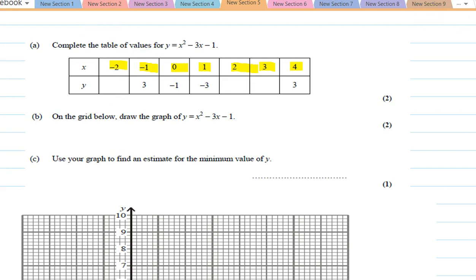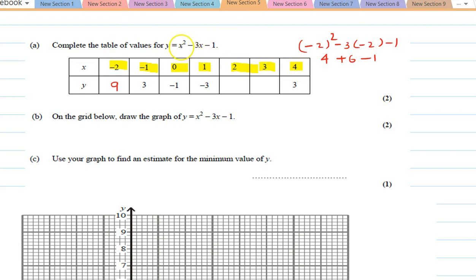So I'll show you. x square minus 3x minus 1. Let's put minus 2 here. So it will be minus 2 square, minus 3 times minus 2, and minus 1. Minus 2 square is 4, 3 times 2 is 6, and minus minus will turn into positive, and then minus 1. 4 plus 6 is 10, 10 minus 1 is 9. So similarly we can put here.